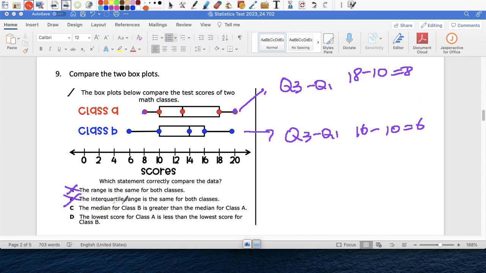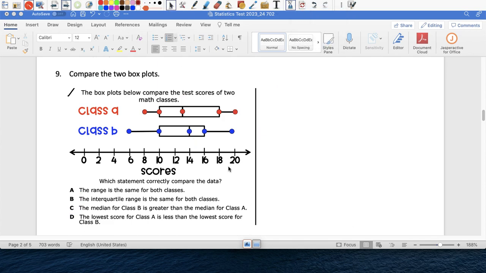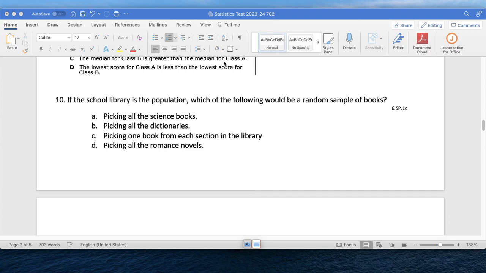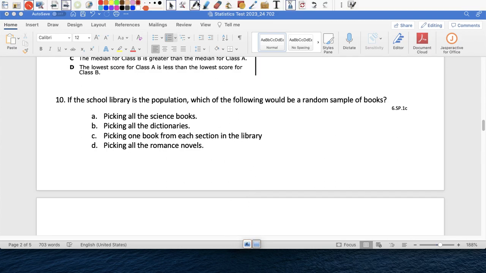The median for class B, here's class B, the median is greater than the median for class A. Is that greater? Is this greater? So the median is 14, and here the median is 13. Is 14 greater than 13? Yes. This is the one that we want.